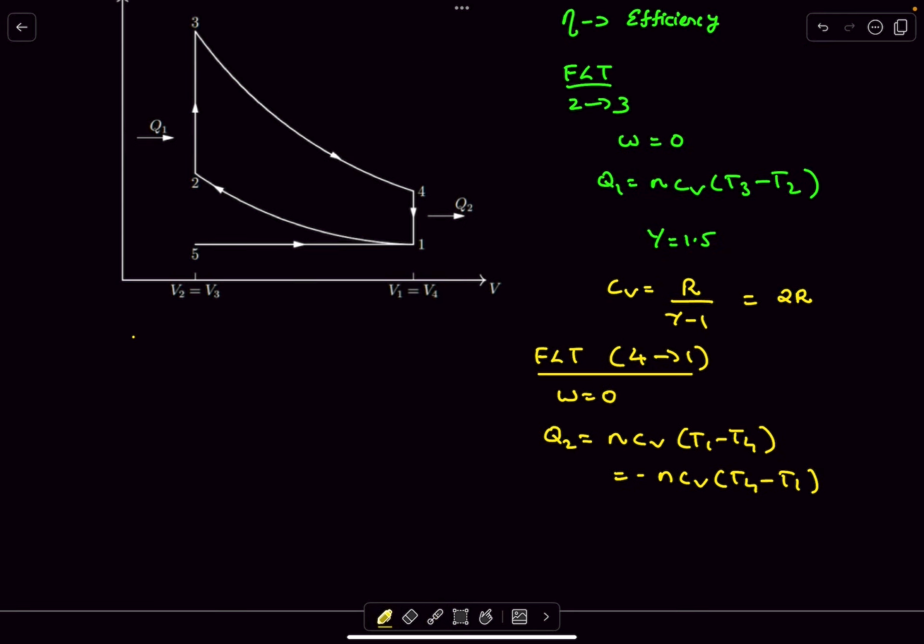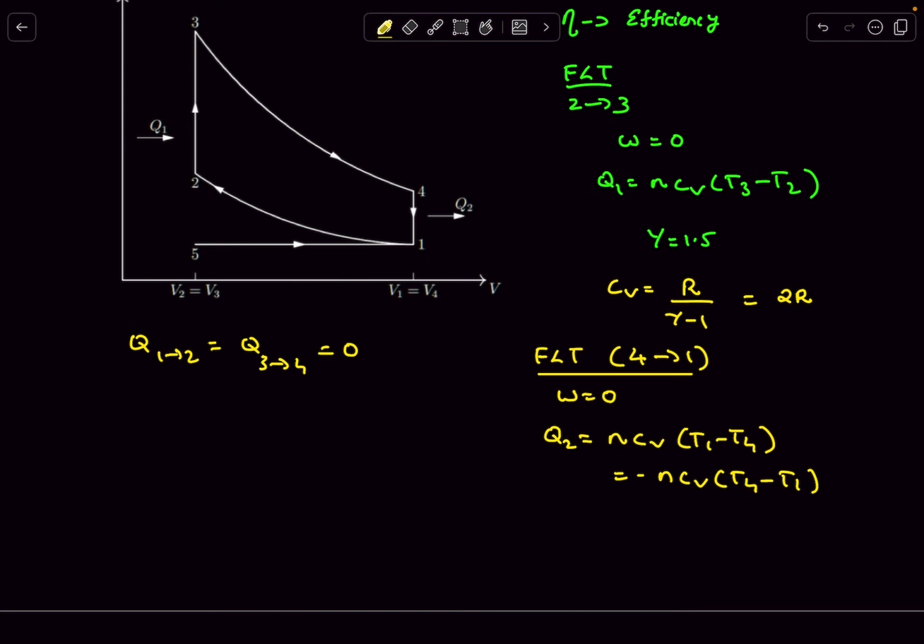Now the heat transfer for the process 1 to 2 and the process 3 to 4 are both 0, as the processes are given to be adiabatic. So now if I apply the first law of thermodynamics for the complete cycle, again Q equals delta U plus W. The net heat transfer into the system for the whole cyclic process is Q1 minus Q2, and this is equal to delta U plus the net work output. For the cyclic process, delta U is 0. So from here we get the net work output as Q1 minus Q2.